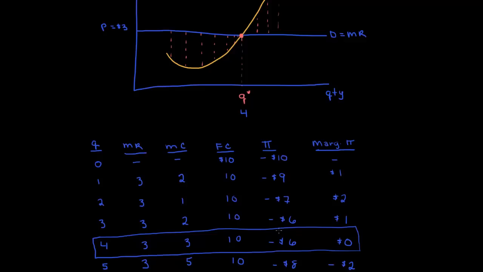Now, it's not always true that I'll make a loss. That's just what happened to work out in this particular example. If I had changed my fixed costs so that they were only $1, and that's a good exercise for you to do, redo this with a fixed cost of $1, you'll see that the firm would actually turn a profit.